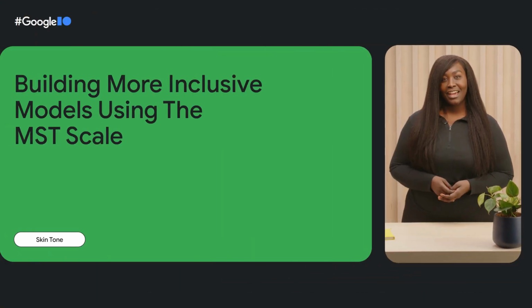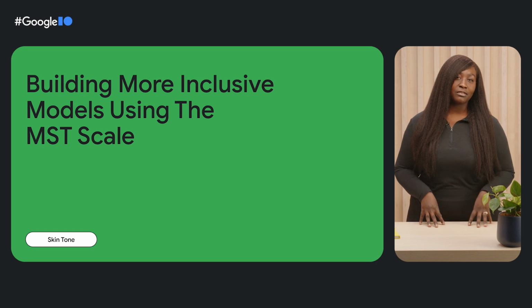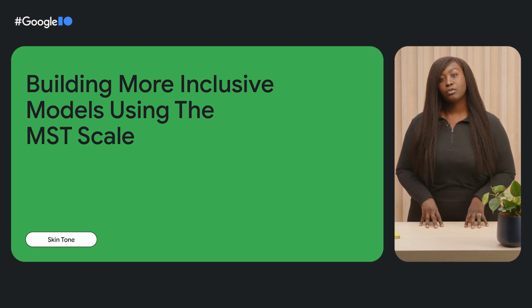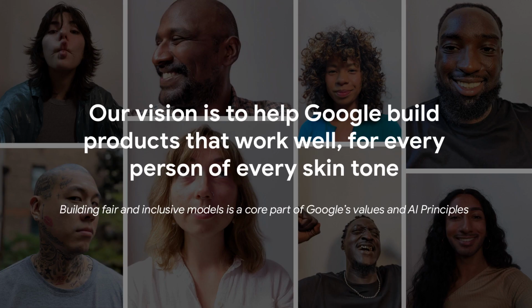Skin tone plays a large role in how we experience and are treated in the world, and even factors into how we interact with technology. There are countless examples of where the industry has fallen short and where products have not worked well for many skin tones. This is why the Google Skin Tone team was created, to help Google build products that work well for every person of every skin tone in accordance with our AI principles.